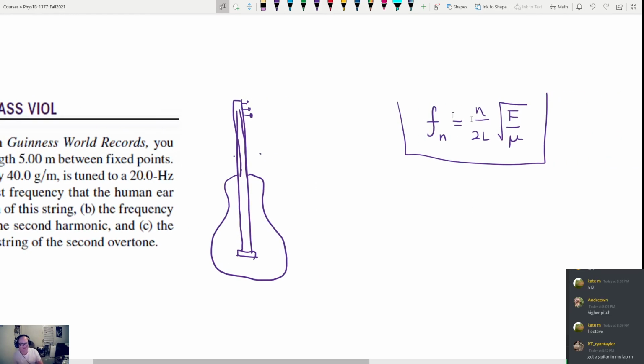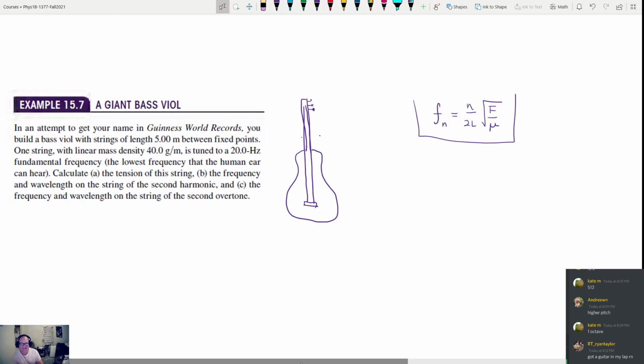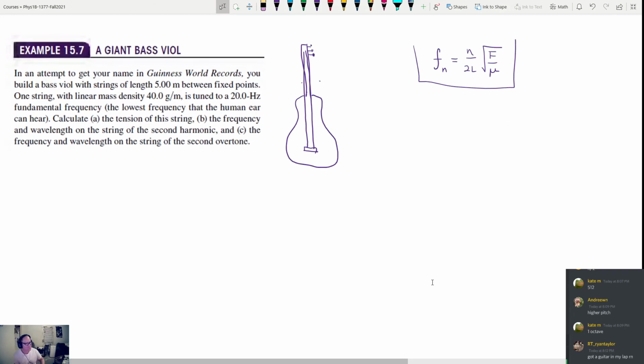You have a guitar in your lap right now. That's great, I like that. It's a good time during this class to have a guitar in your lap because you can play with it and see all these things we're talking about, right?